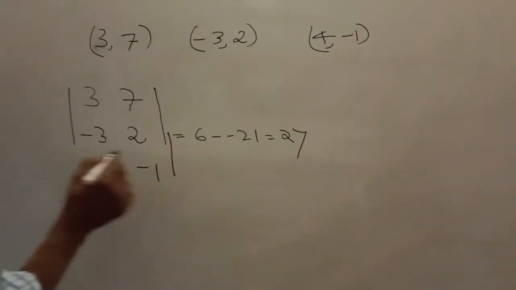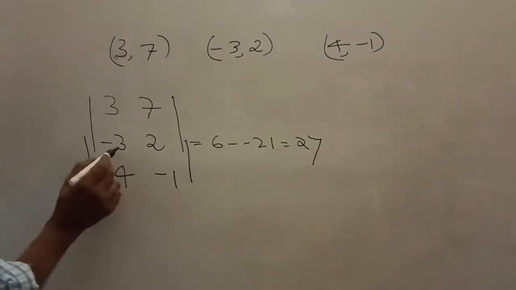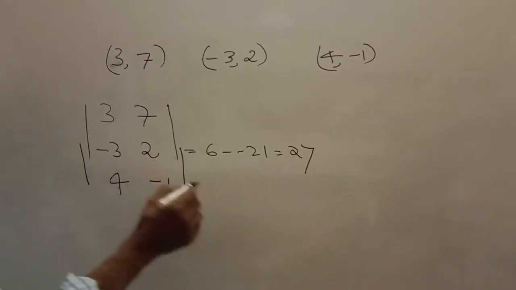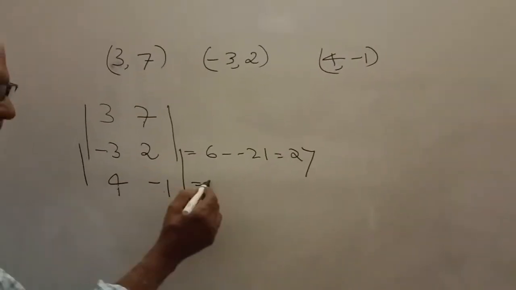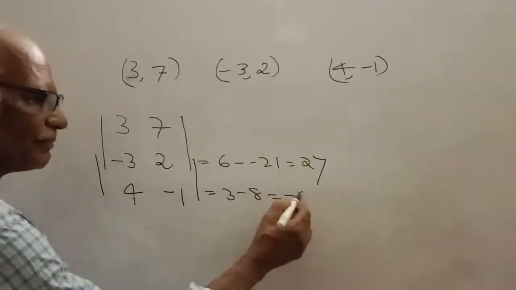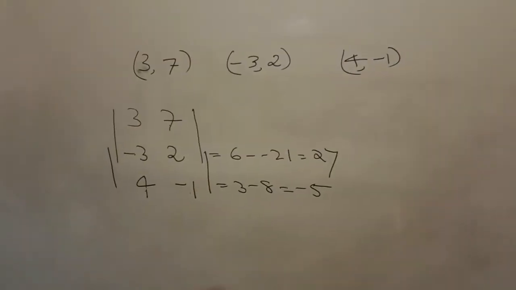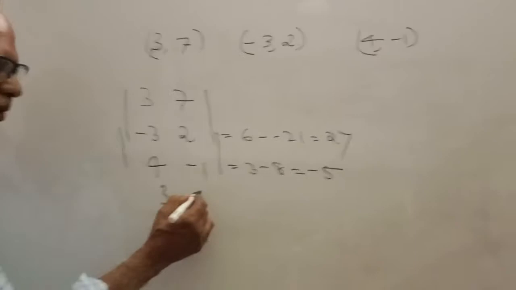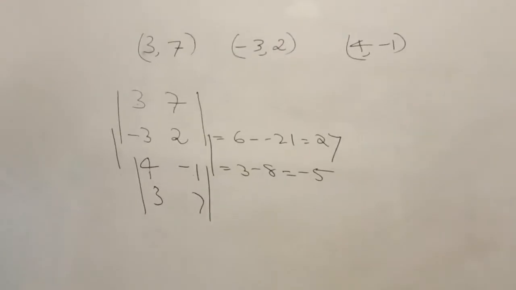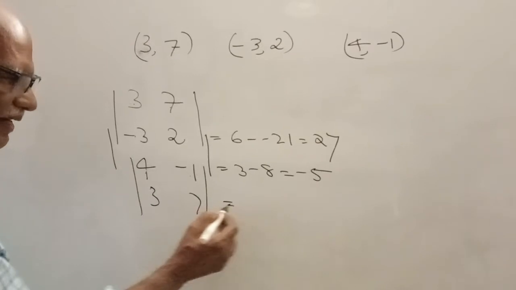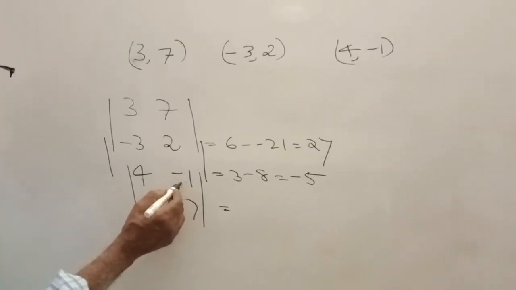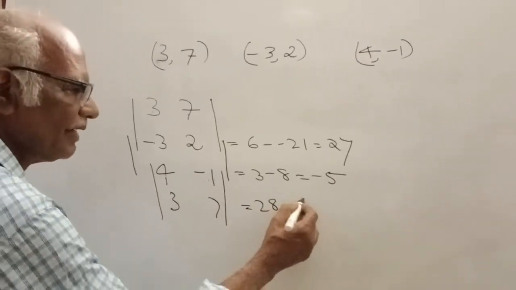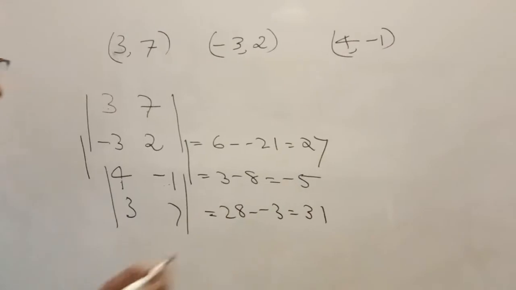Now we consider the second determinant. It is minus 3 into minus 1 is 3, 4 into 2 is 8. The value of this is 3 minus 8. It is minus 5. Now we see there are only two entries. So we bring forth 3, 7 once more and we take the other determinant. 4 into 7 is 28. Then 3 into minus 1 is minus 3. 28 minus 3 is 31.